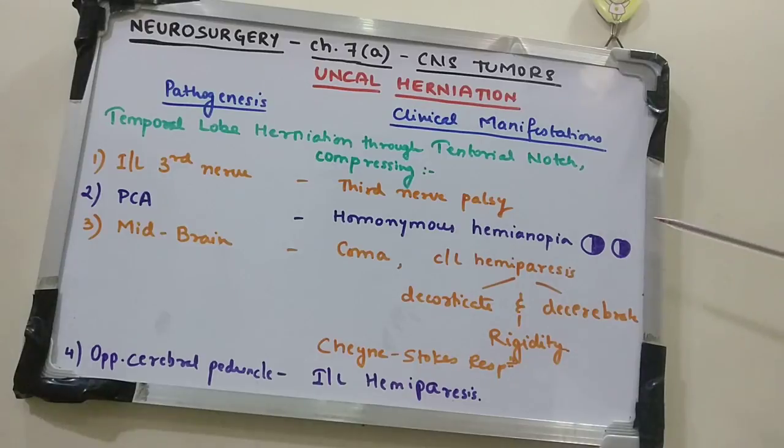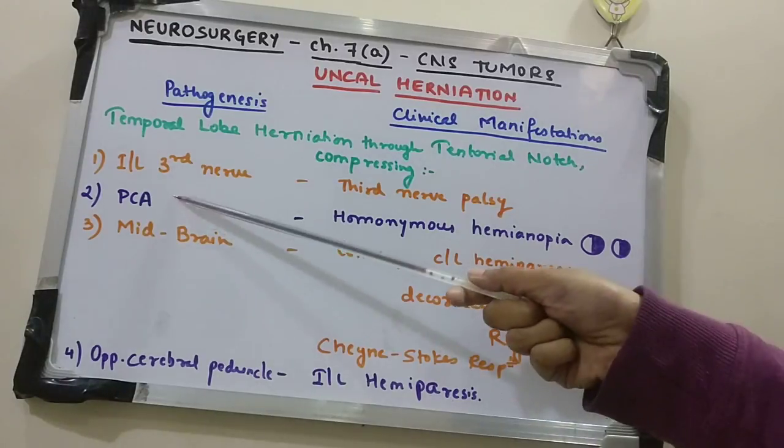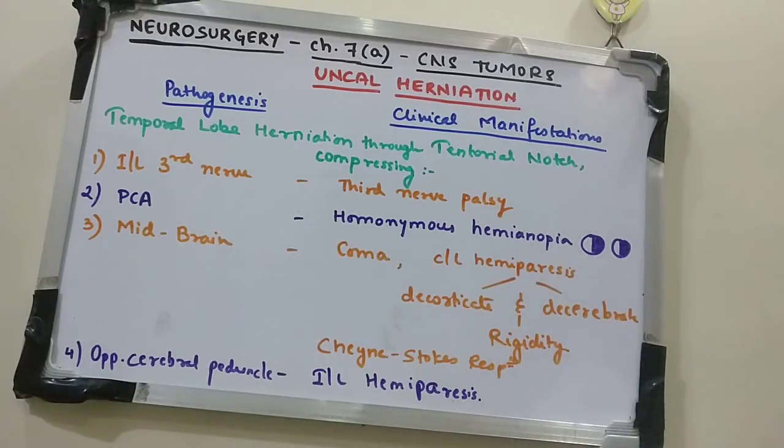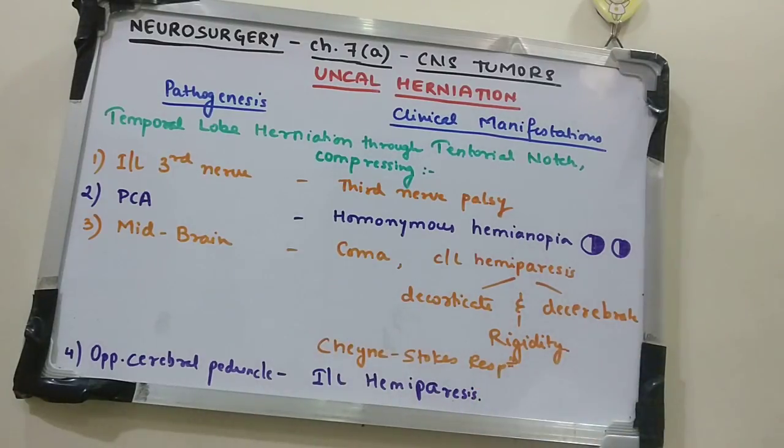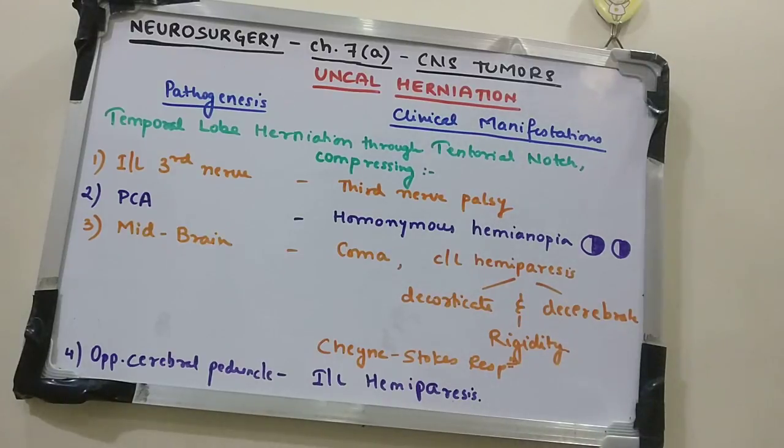Why homonymous hemianopia? Because it supplies your occipital cortex, which gets one nasal fiber of the optic nerve and optic tract and one temporal fiber, giving rise to homonymous hemianopia. If it compresses the midbrain, then there will be obtundation leading to coma. Even coma can occur. Whenever the brainstem is involved, it's going to be very severe. Hence, all these herniations are emergencies.